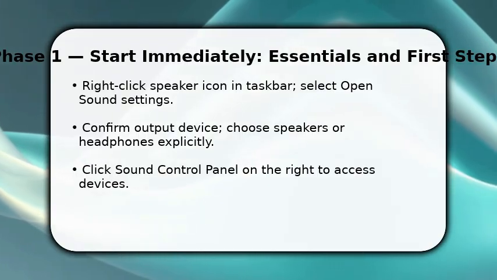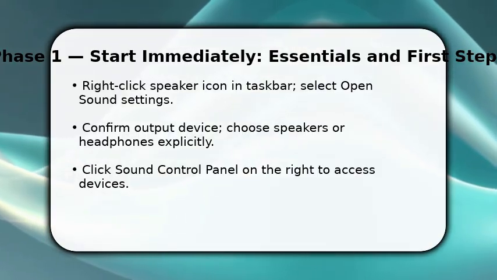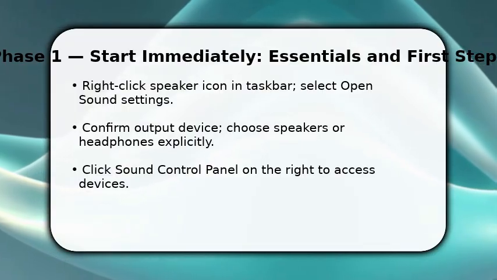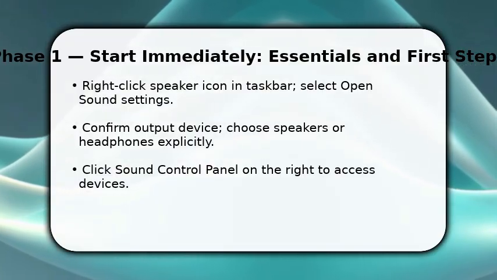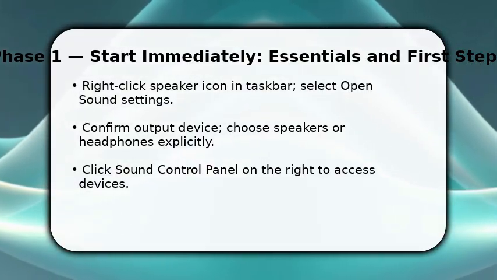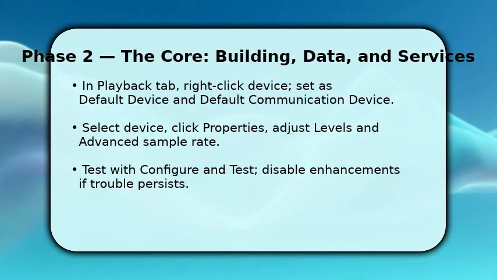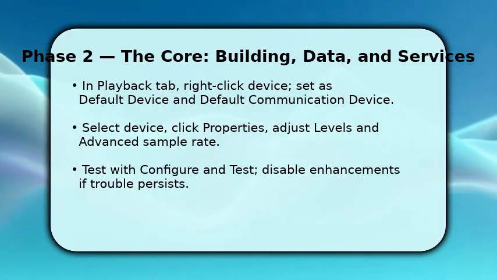This step lets you enable, set default, or test devices. Make sure to act on the visible device immediately, not later. Now you configure the chosen device. In playback, right-click it and set as default device and default communication device so apps route correctly.